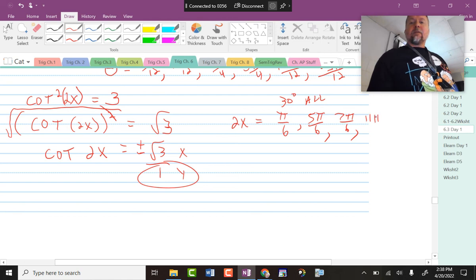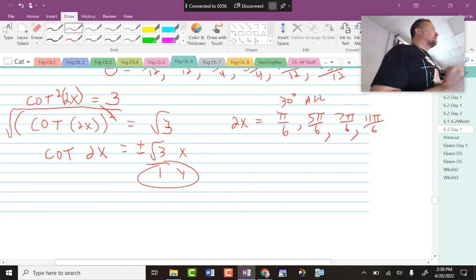And then what's the last one? 12 pi over 6. Jump backwards. 11 pi over 6. All right. It's annoying. And then what is 2 pi that I have to add to this? What is 2 pi that I have to add to this?